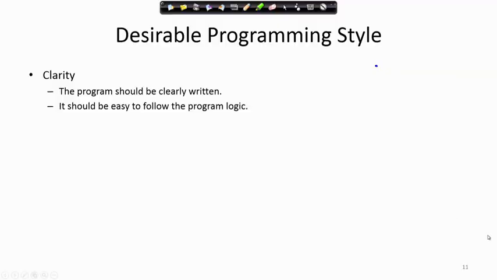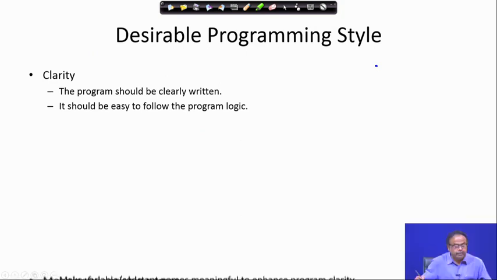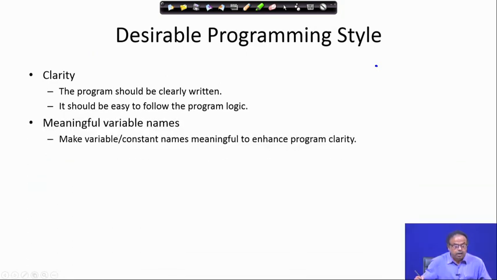One is of course clarity. It must be very clear. The program should be clearly written. It should be easy to follow the program logic. Now, here is something that is very important, and I insist on that. There should be meaningful variable names.